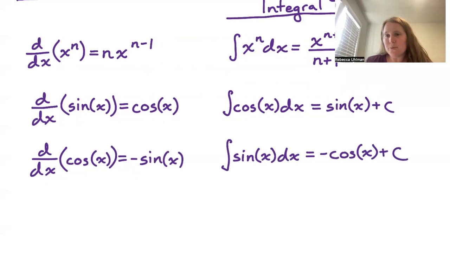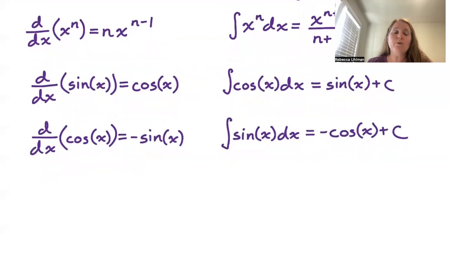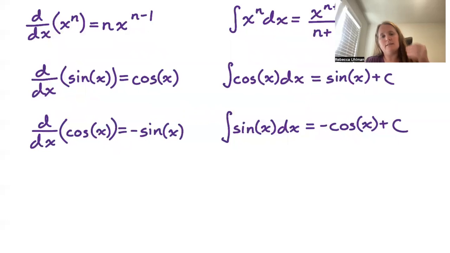So be very careful with your integrals with cosine and sine. Watch those positive and negative signs. They kind of go the opposite of what happened with derivatives. Derivative of cosine resulted in a negative. In this case, it's the integral of sine that results in a negative.